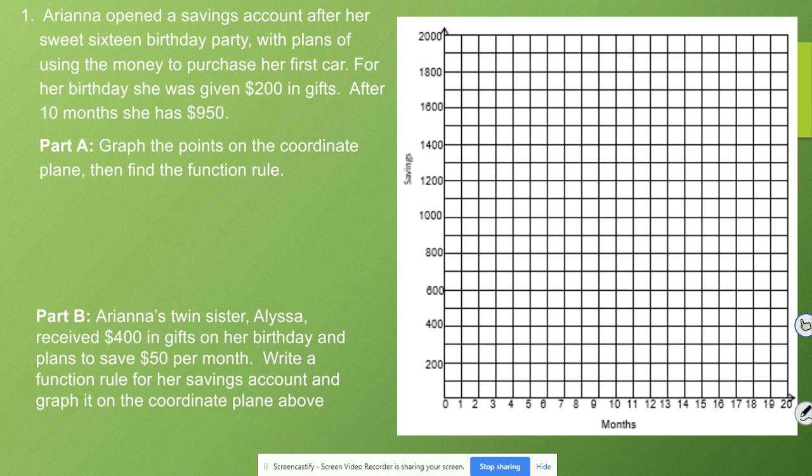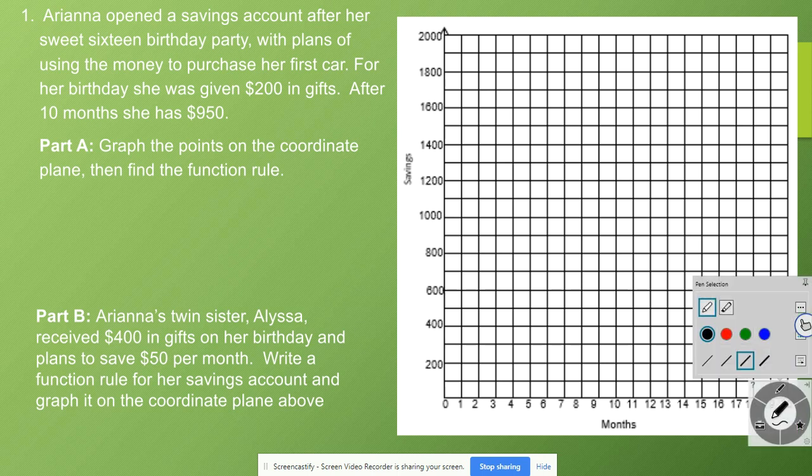So here we have Ariana opened a savings account after her sweet 16 birthday party with plans of using the money to purchase her first car. For her birthday, she was given $200 in gifts. After 10 months, she has $950. Part A says to graph the points on the coordinate plane and then find the function rule.